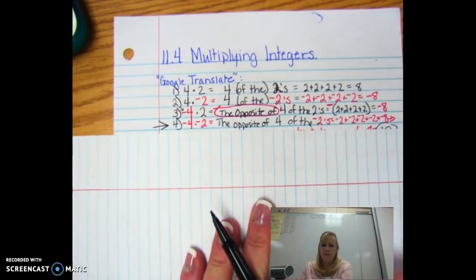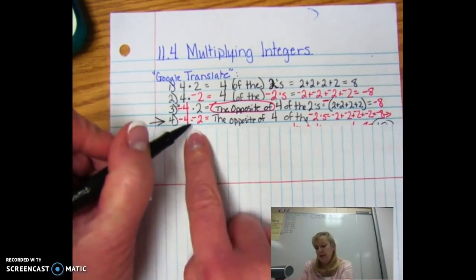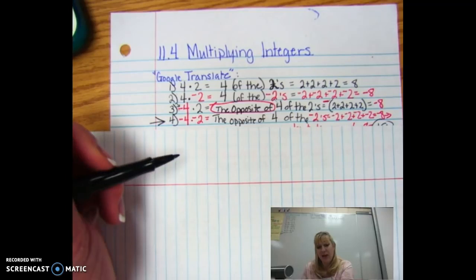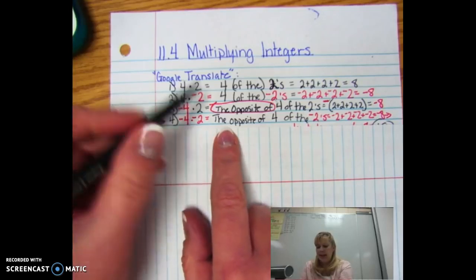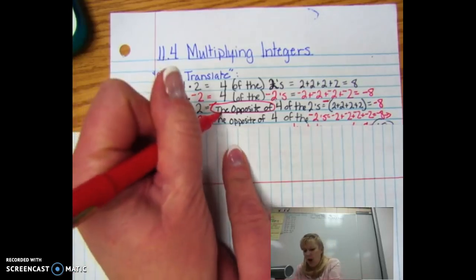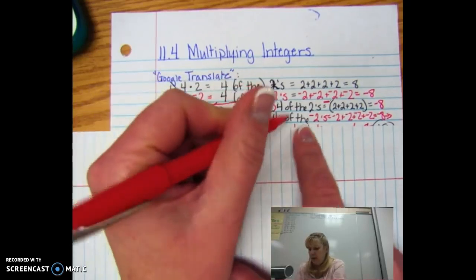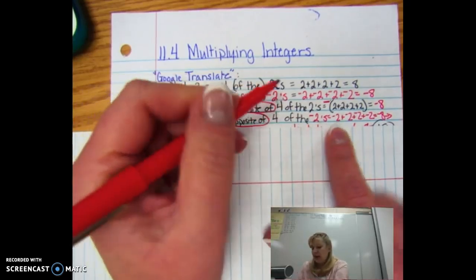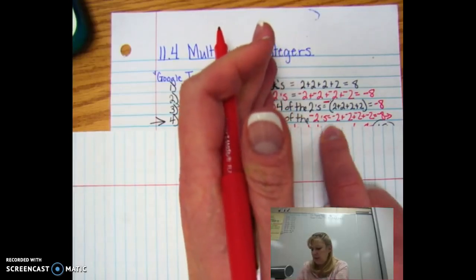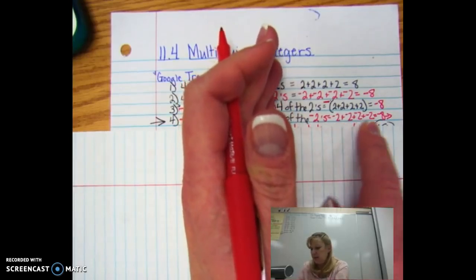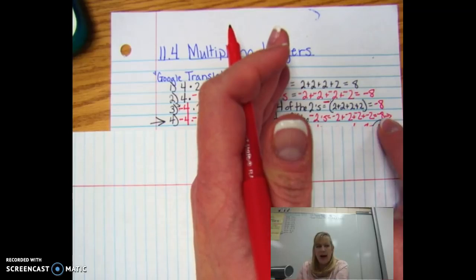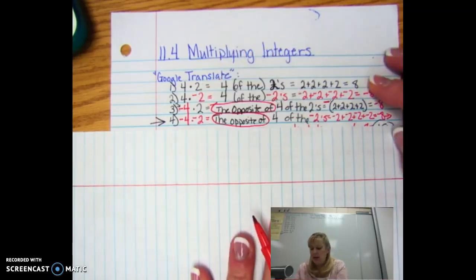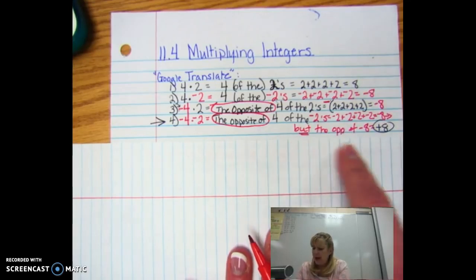This is the trickiest one of all. We are going to do negative 4 times negative 2. And the answer is counterintuitive, meaning your brain has a hard time making sense of it. So this is like saying, I'm going to circle this in red, the opposite of 4 of the negative 2's. So let's start with just the 4 of the negative 2's and see what we get there. We have negative 2 plus negative 2 plus negative 2 plus negative 2. Well, that's negative 8. That's pretty obvious. But we need whatever the opposite of negative 8 is as our final answer. The opposite of negative 8 is positive 8.